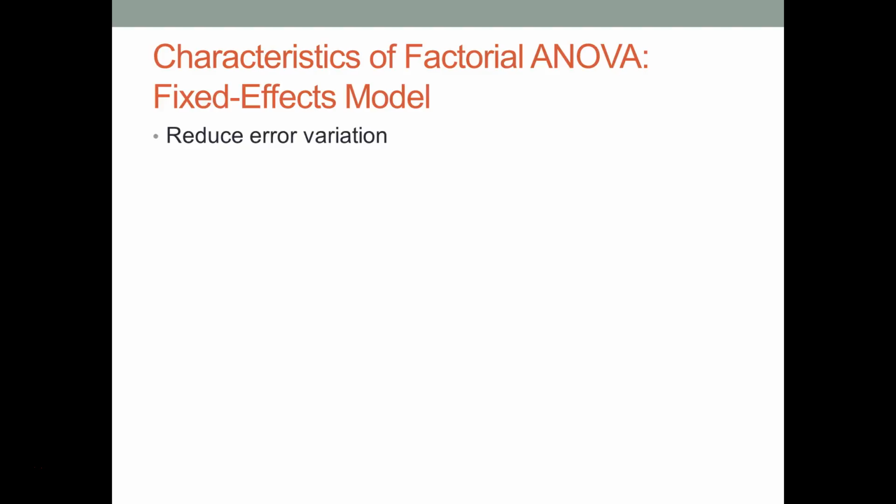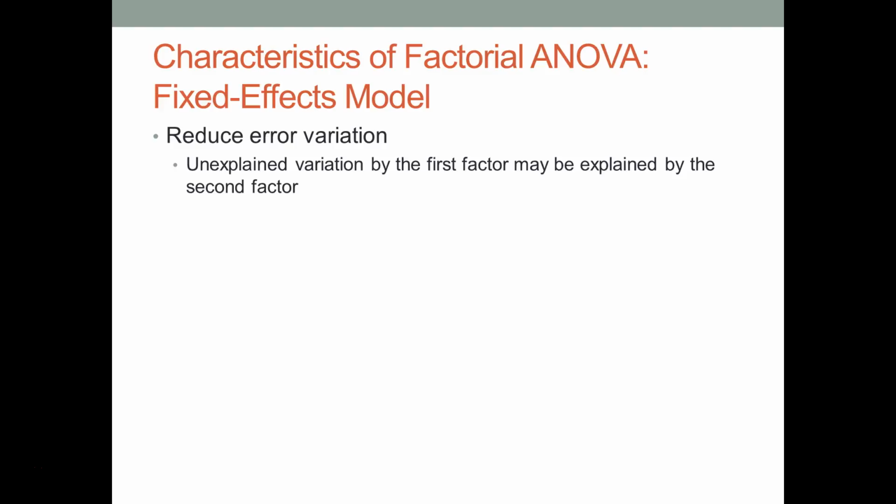So what's the advantage of having a fixed effects model? Well, we can reduce the error variance. Unexplained variation by the first factor may be explained by the second factor. We have a more precise and powerful model. That's useful for us. In most cases, it's very rare, only in very specific circumstances, that there's no interaction effect and no other main effect. You could be removing power just by a degrees of freedom issue.